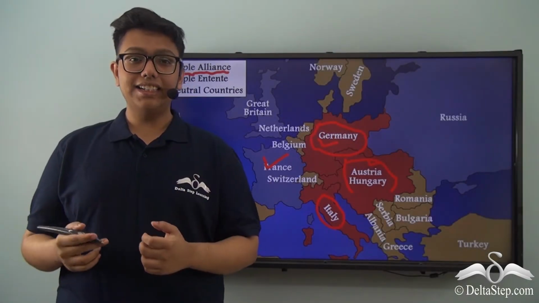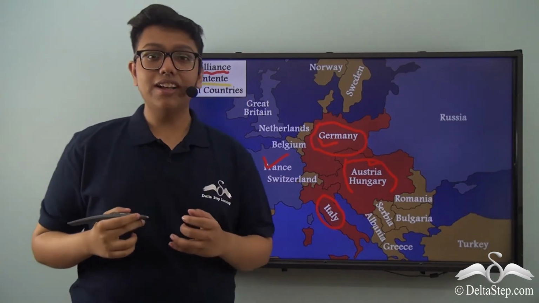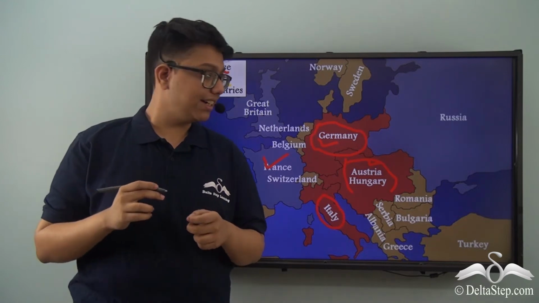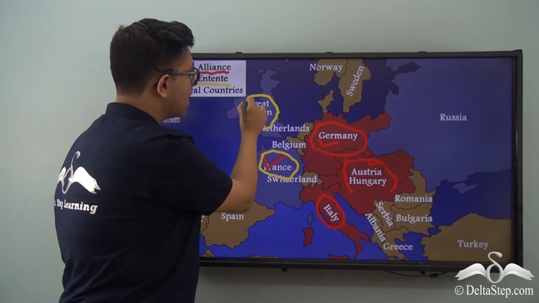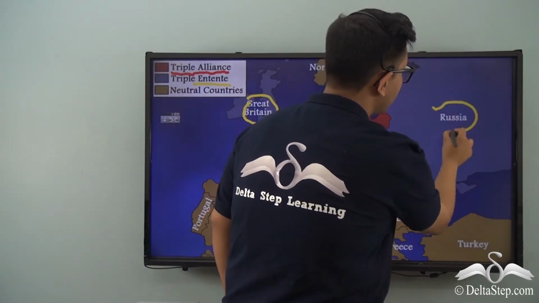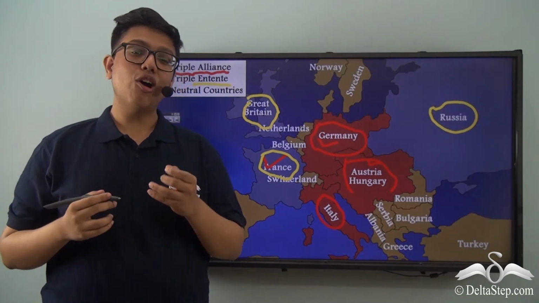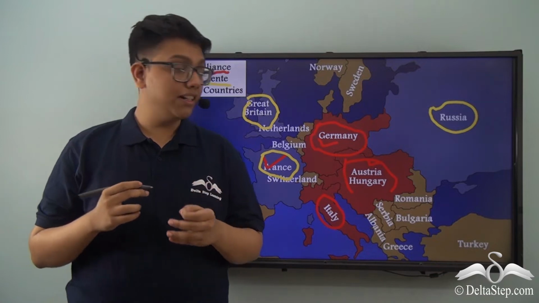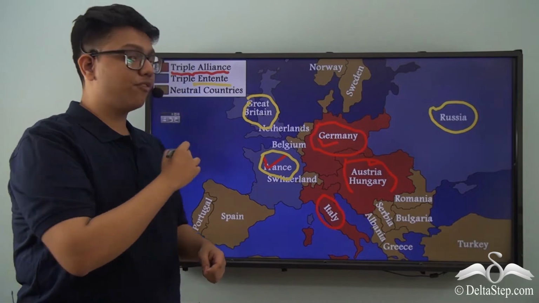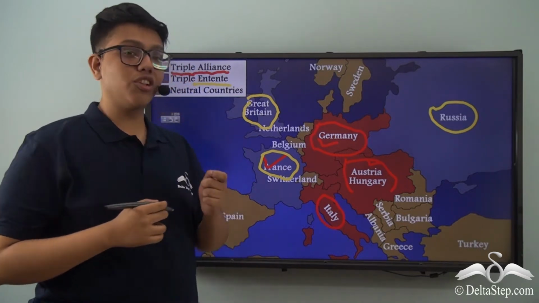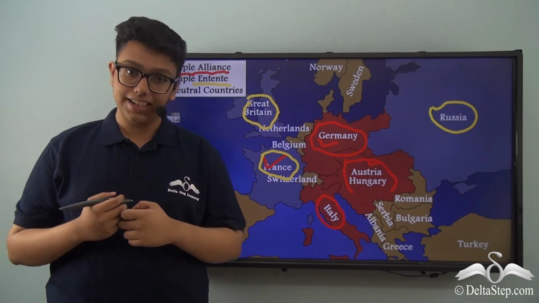Now, on the other hand, let us look at the Triple Entente. The Triple Entente was an agreement or an understanding between France, Great Britain, and Russia. Now, this understanding was actually a product of separate understandings or agreements between France and Russia, Russia and Great Britain, and Great Britain and France. Do you wish to know what the word Entente means? The word Entente is a French term meaning understanding or alliance.